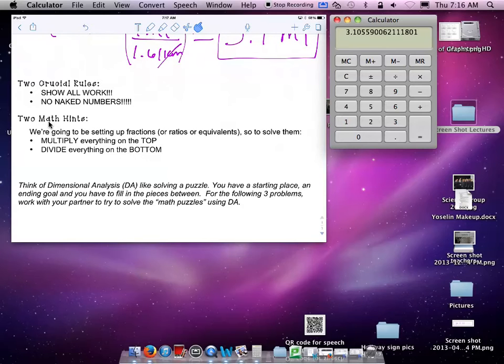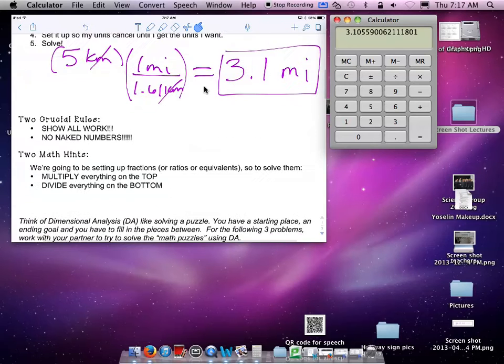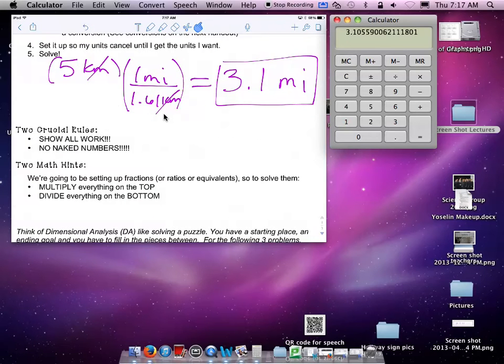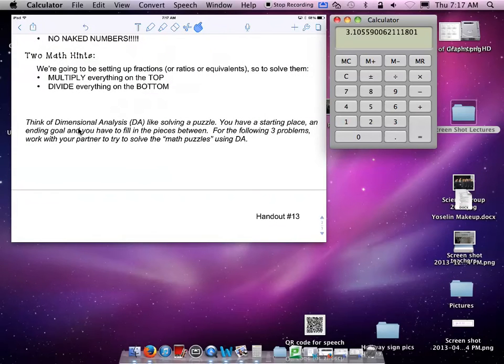The other thing is a math reminder: anytime you are setting up fractions or ratios or equivalents, which is what this is, to solve them you multiply anything that's on the top and divide anything that's on the bottom. This line in math means divide, so anytime there's something underneath it, you need to hit divide on your calculator. All right? You can also think of dimensional analysis like solving a puzzle. You've got a starting place, you've got an ending goal, and you've got to fill in the pieces in between. To get that idea, I want you to try these next 3 problems. If you have someone you can work with, go ahead.